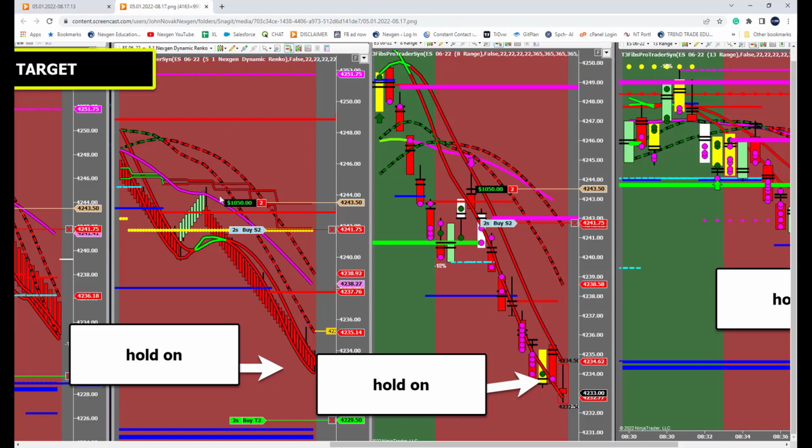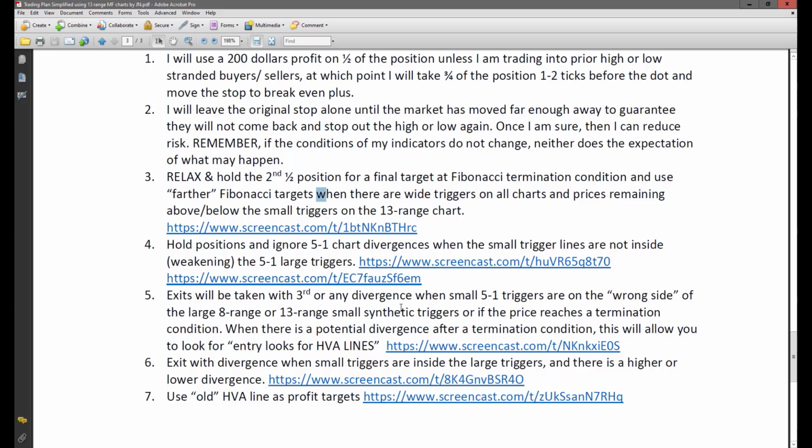So, again, these are few and far between, where you get the super monster trend trade. But these are the ones where, if the market says take it, you get to take it. Again, same rules as what we teach you guys. Third divergences, or 5-1 triggers on the wrong side, or weakening on the other charts, get out.